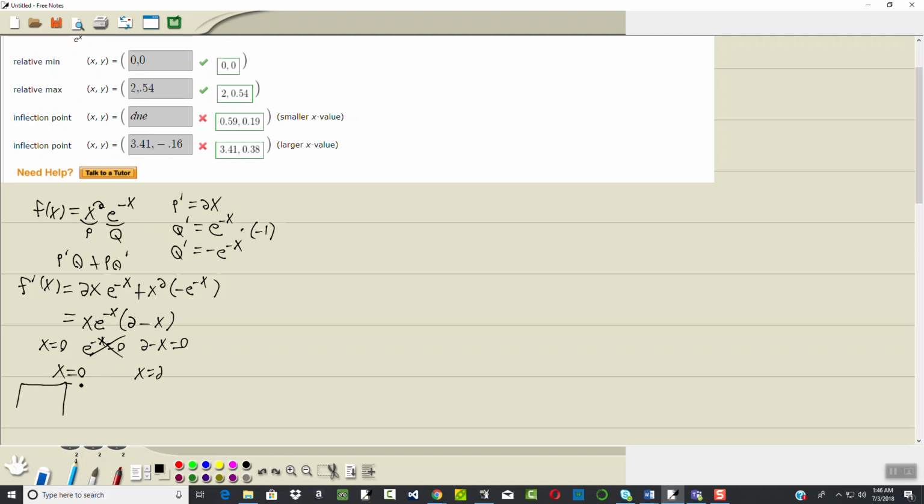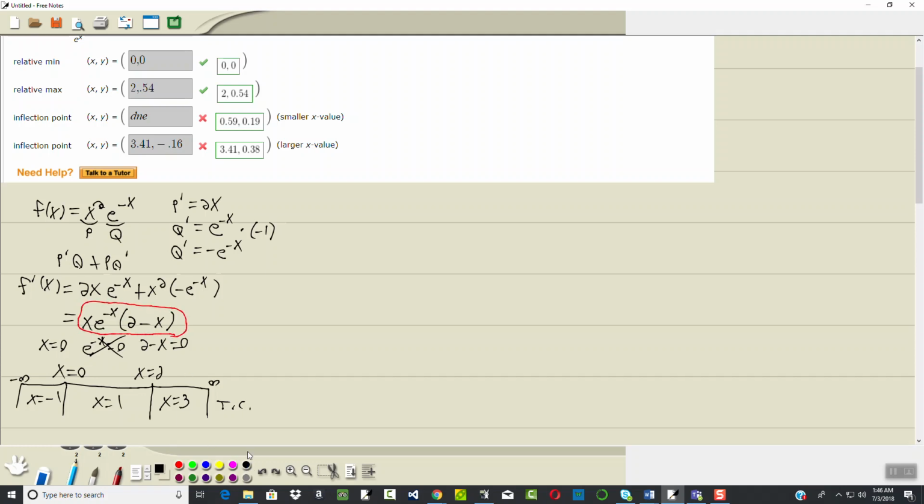Now we want to plug that into our table. Over here is negative infinity, over here is positive infinity. We want to pick test cases. Something between negative infinity and 0, like negative 1. Something between 0 and 2, like 1. Something greater than 2, like 3. We want to plug them into our first derivative, and this is as good a place as any.